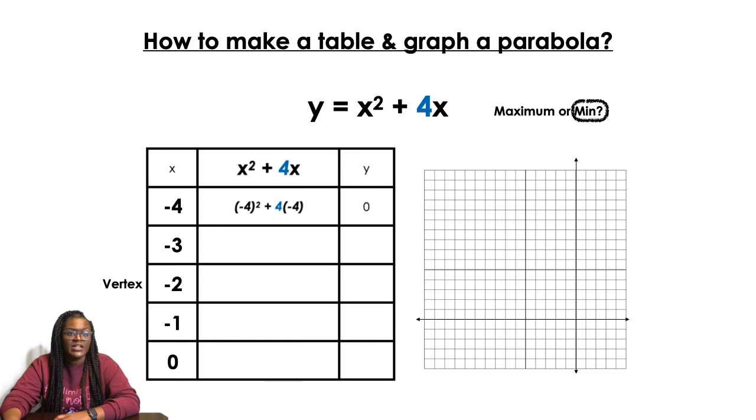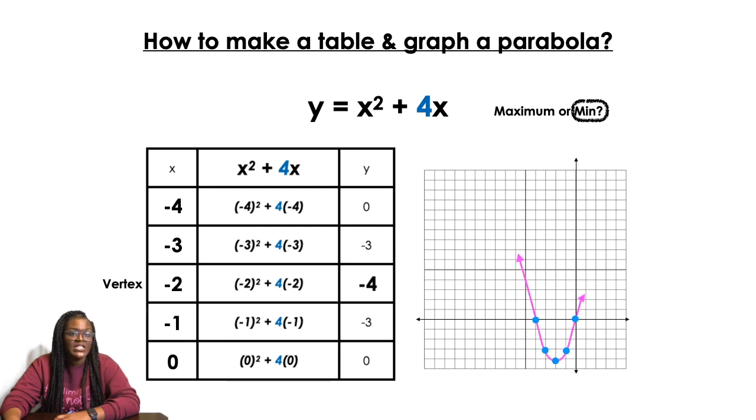So we're plugging in our numbers, simplifying. You already plugged in negative 2, so don't be crazy. And the other two should match, right? Because it's a parabola and it's symmetrical. Very good, very nice. Okay? So now let's plot our points. Very good. And when I do that, I get a nice smooth curve.